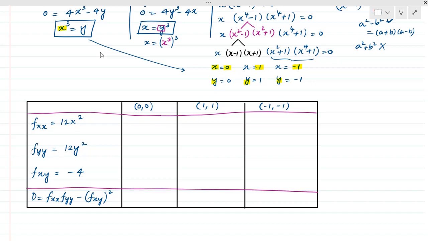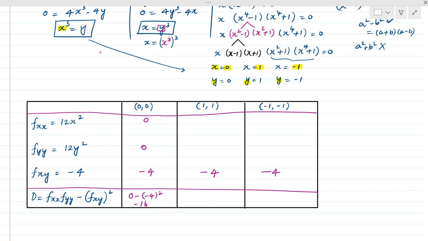Now when I substitute 0 in place of x, you will get 0. When I substitute 0, 0, it becomes 0 here. Again, this is minus 4. There is no x and y value. This is constant for all the points. And here, what is the last part we will have? Multiply these two. Multiplying, we will get 0 into 0, 0, minus minus 4 square, which is equal to minus 16.